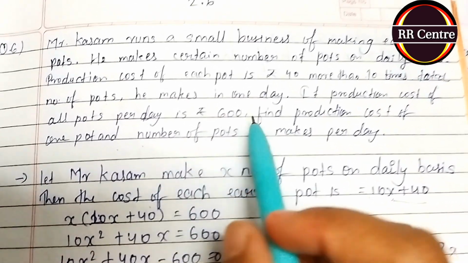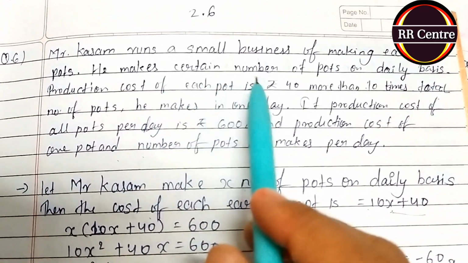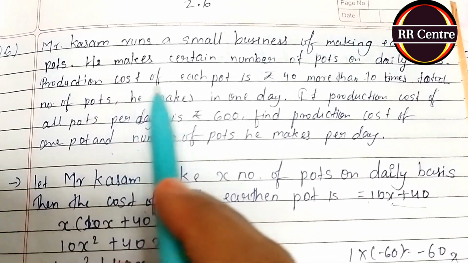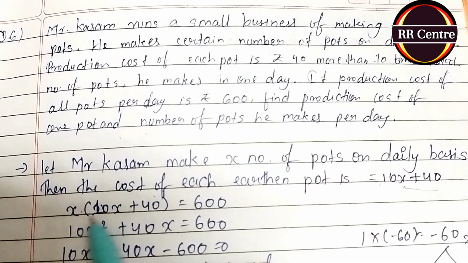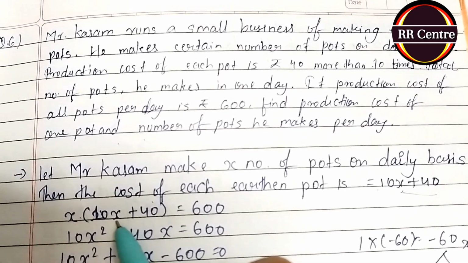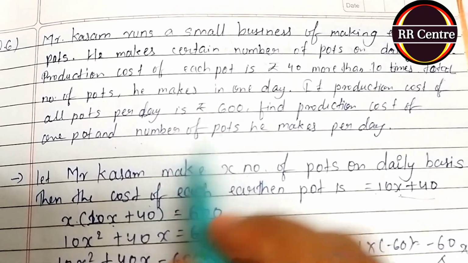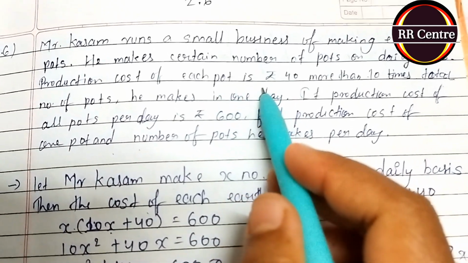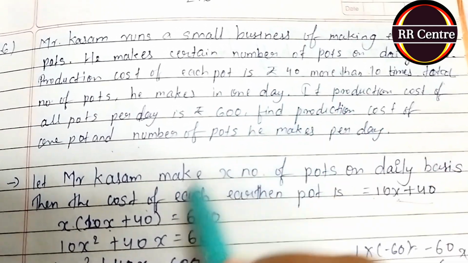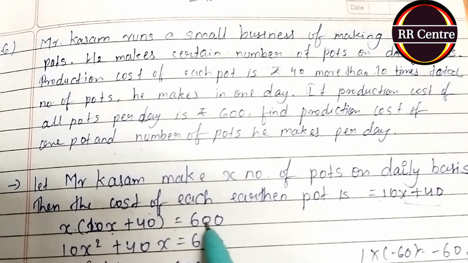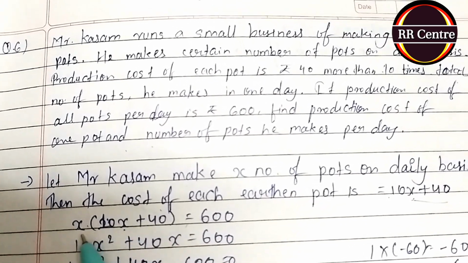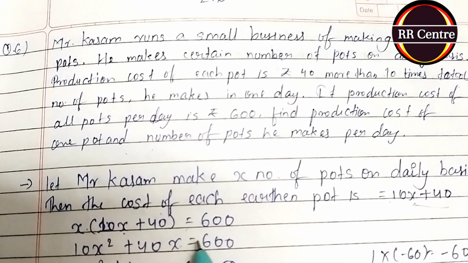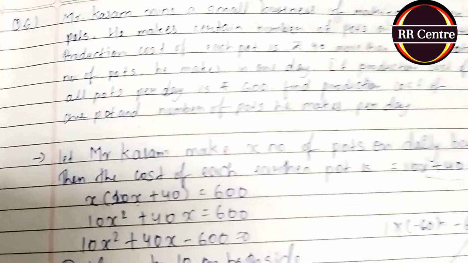Then after that, he makes a certain number of pots on a daily basis. Then the production cost of each pot is 10 times the number of pots plus 40 rupees, right, and that is equal to 600. So multiplying, we get 10x square plus 40x is equal to 600, right?